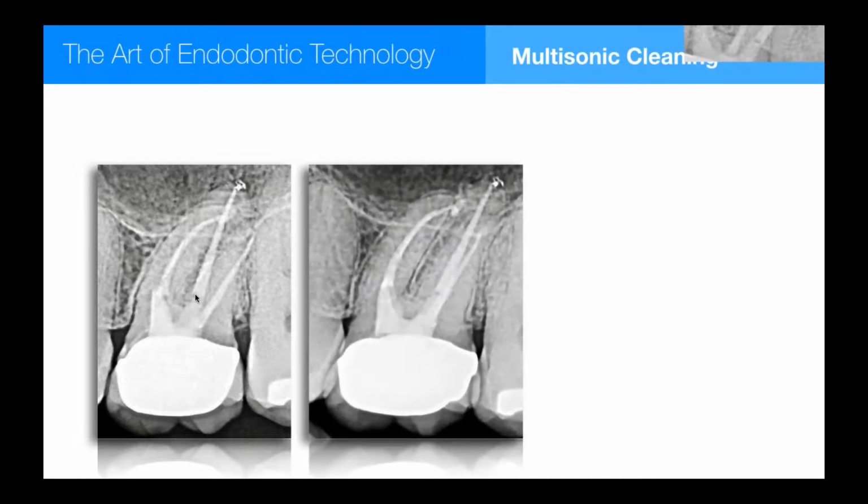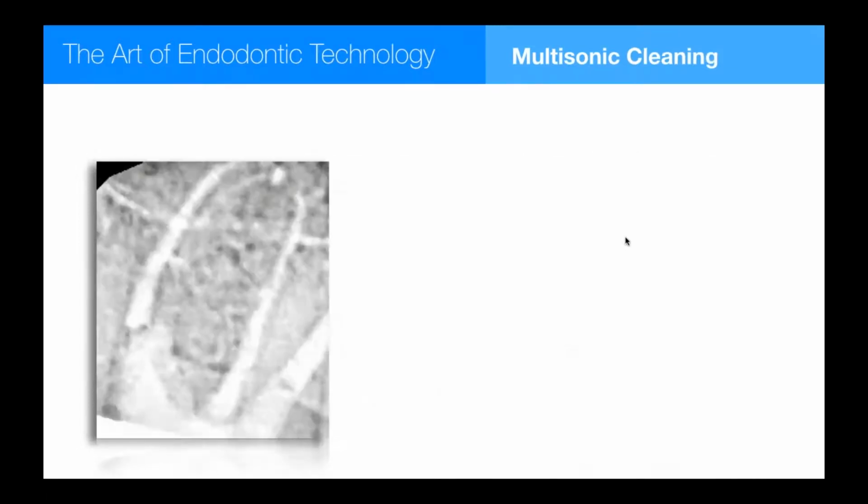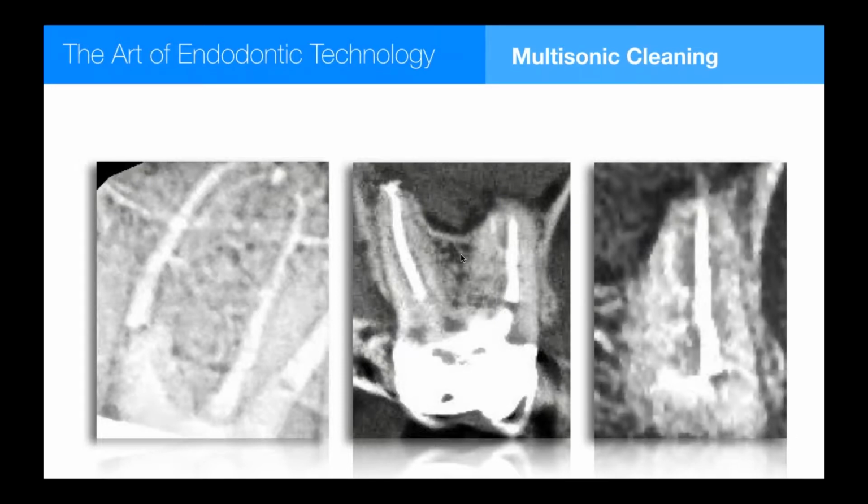Here's the case finished. I couldn't get into an MB2, but finally figured out that there was a mid-root bifurcation. If we look in this image on the right, we can see a trail of bioceramic sealer coming out mid-root. Here's the close-up of that. Here's the CT mesial view. And this is a canal that is at least 5 millimeters long. I never got a file into it. The only reason I cleaned this was because the multisonic cleaning procedure is so thorough.